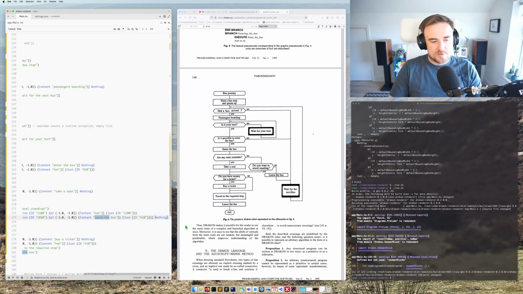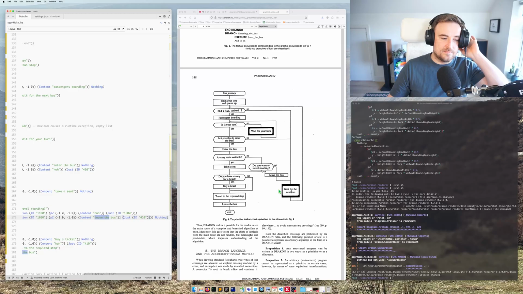This is also interesting. We have 2 hooks here. One is for this branch, and one is for this branch.